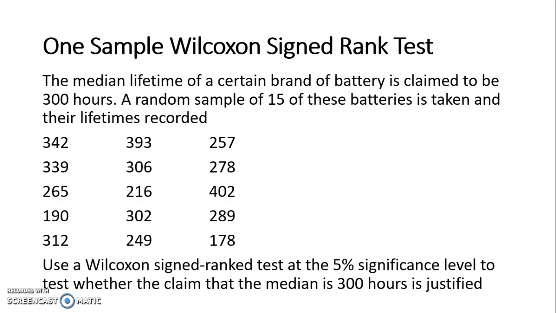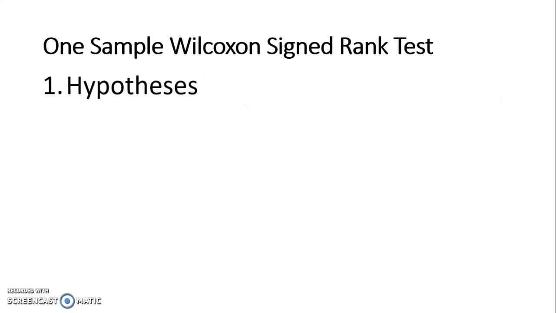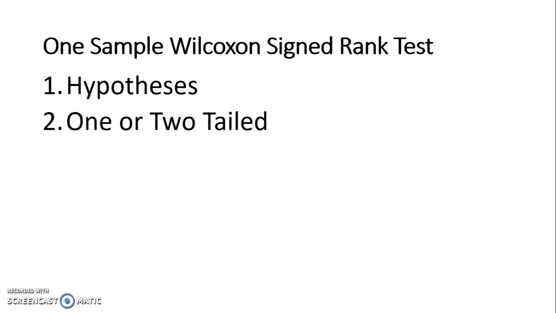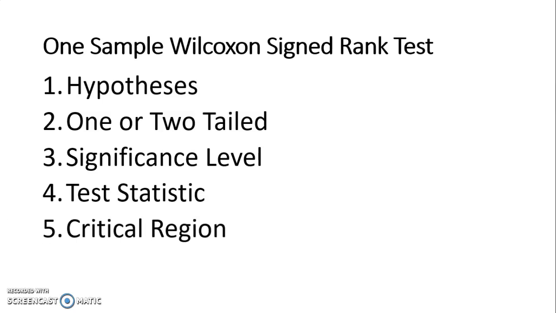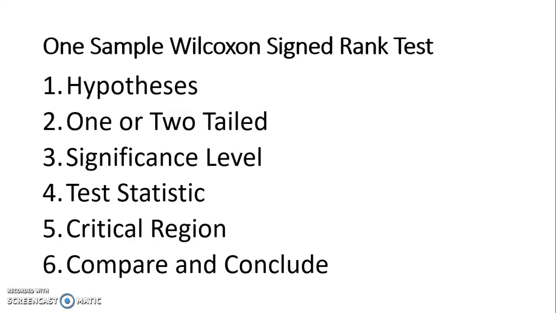So with any hypothesis test, I need to start with my 6 steps. Step number 1 is I write out my hypothesis. I then state if it's one or two-tailed, and I identify the significance level. Step 4 is calculating the test statistic. Step 5 is finding the critical region, and step 6 is comparing and concluding in context.